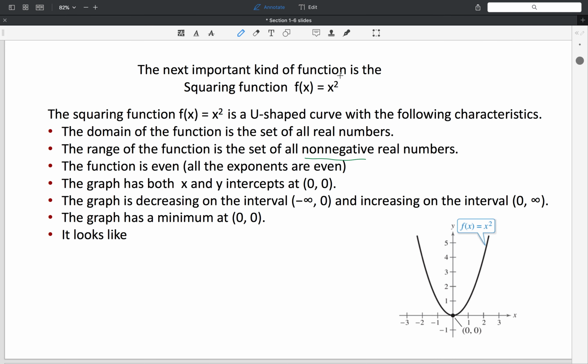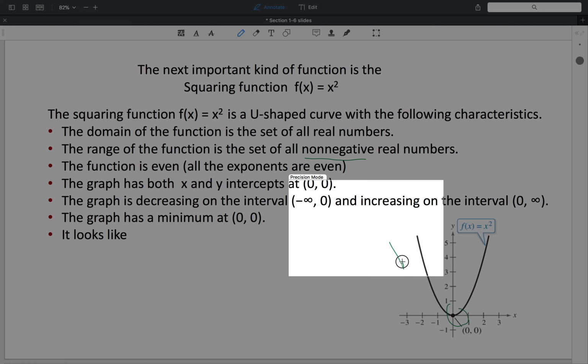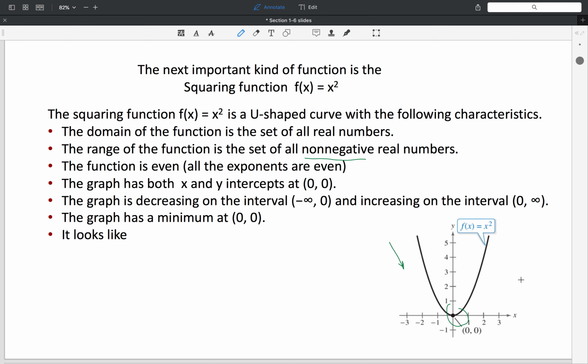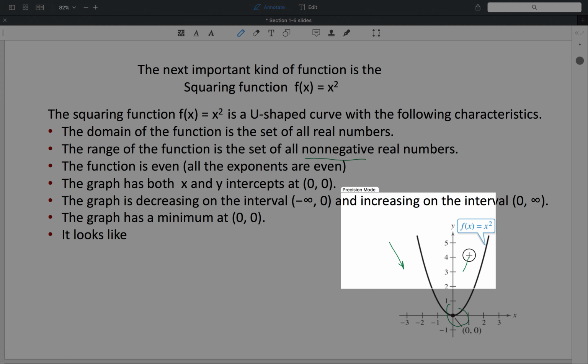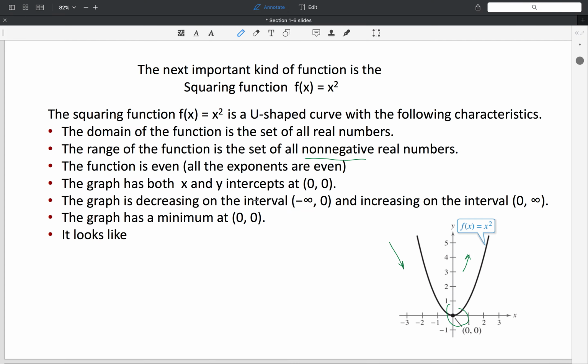The function is even because all the exponents are even, just a 2. The x and y intercepts are at (0, 0). I think that's pretty clear. The function is decreasing over here until we get to 0. And then it starts to increase again, so it starts to increase over here. That's what we're saying here and here. And there's a minimum down here. It's the lowest point on the graph. And that's what it looks like.